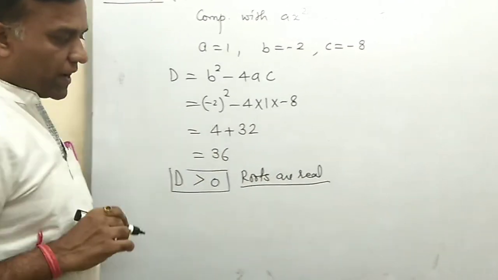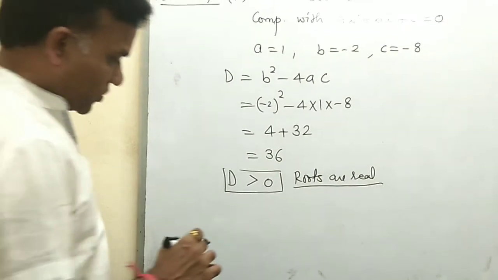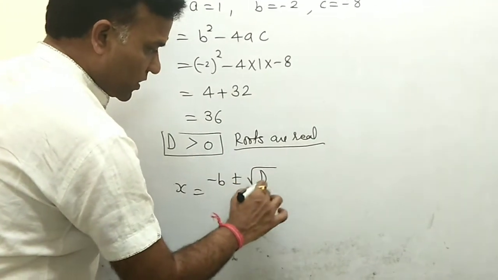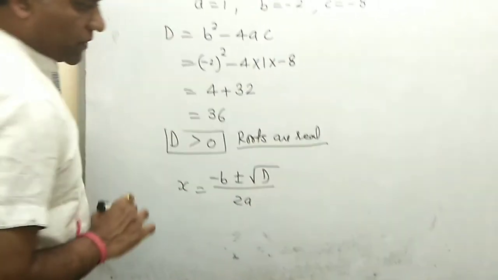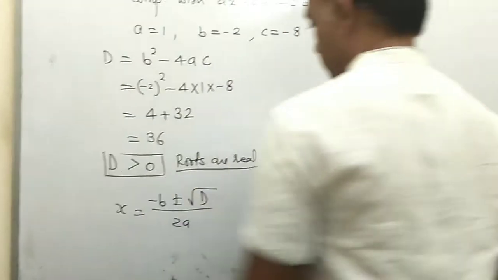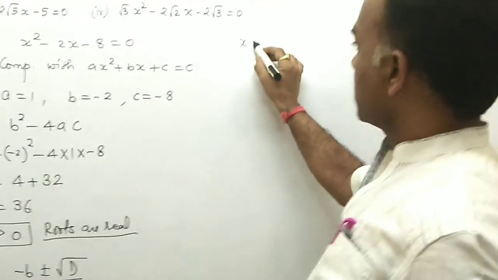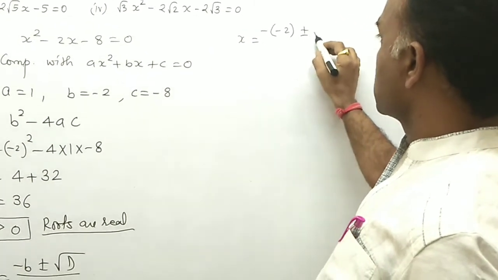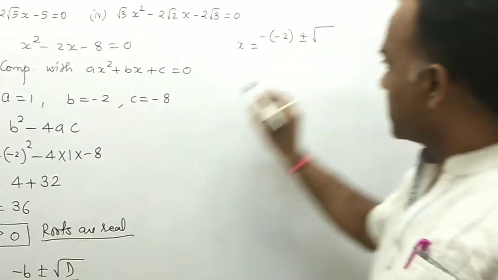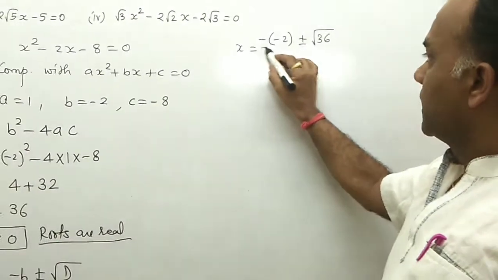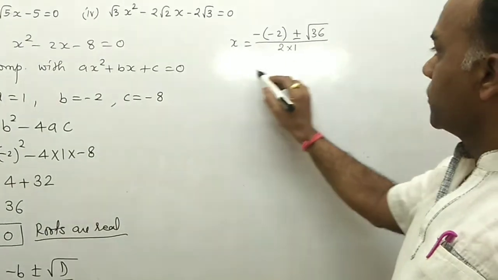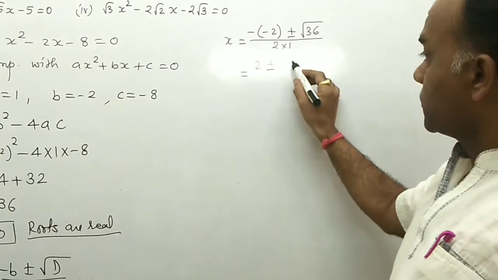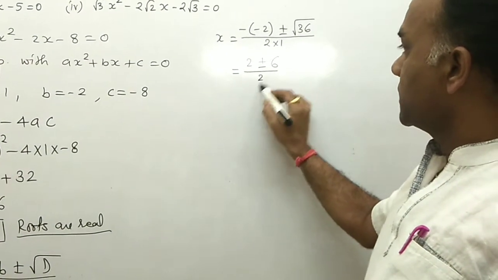Now we have to find the roots, since the roots are real. So we use the formula x equal to minus b plus minus under root D upon 2a. Substituting the value of b here, you write x equal to minus b, b is minus 2, so you put minus 2 plus minus root D. Now you have the value of D, D is 36, so you put 36 directly, and then 2 into 1. Minus minus is plus, 2 plus minus as it is. Now the square root of 36, you know that is 6, and then 2 here.